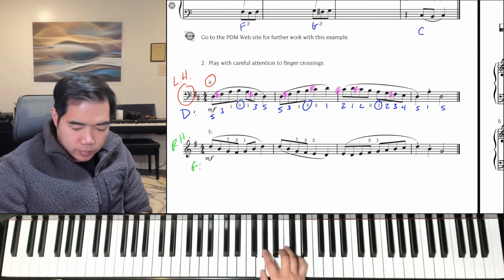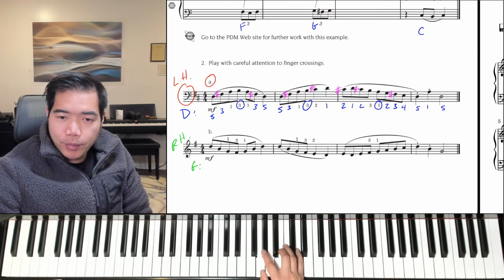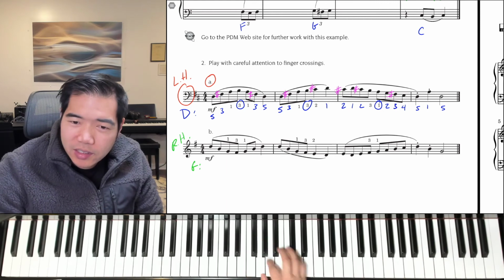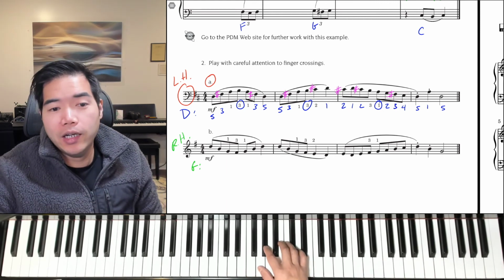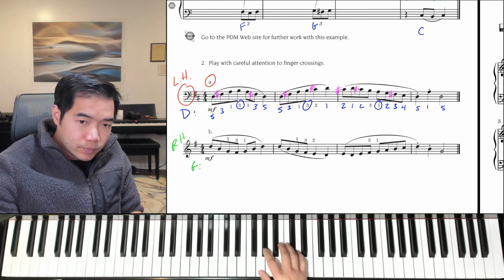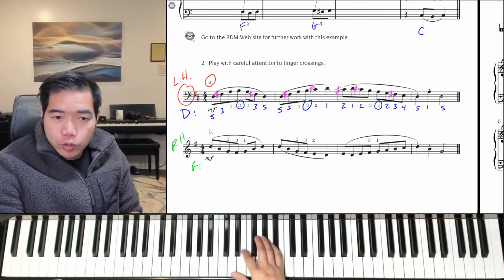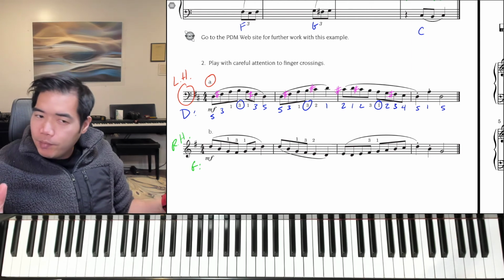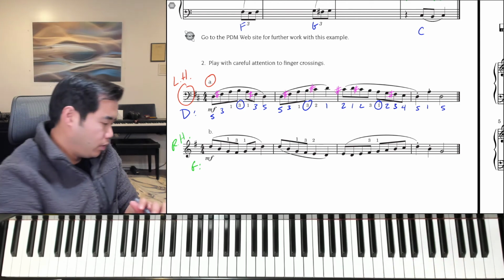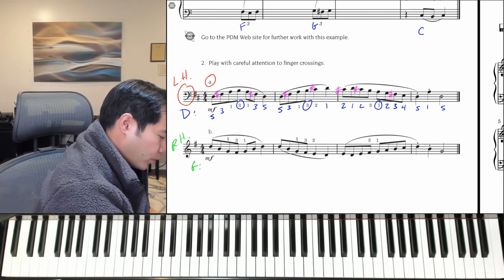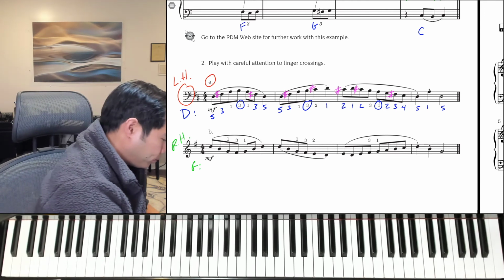Again, it outlines a G major triad, but in this case, it is kind of outlining the scale crossover as well. Even though it's G major, it's actually having us do fingerings for D major scales. So without the C sharp.